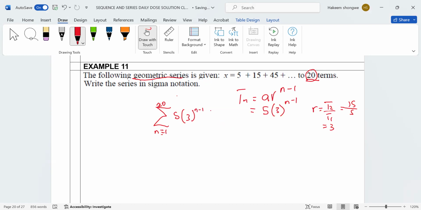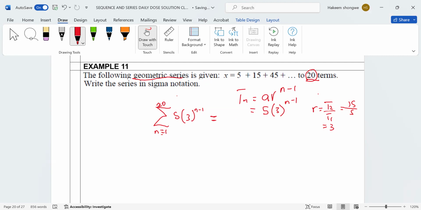Now, if it's an examination question and they asked you to calculate the sum in the previous question, you will tell them, okay, the sum of the following series is, and then you write the sum. You don't have to calculate the sum if they didn't ask you for the sum before. If they just say write it in sigma notation, this is more than enough.